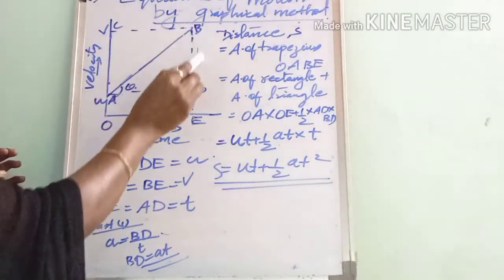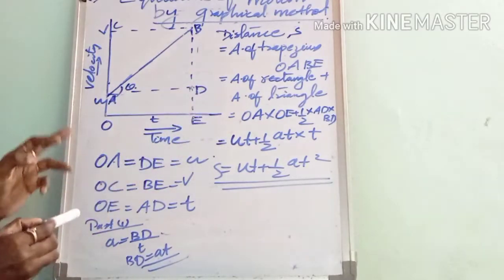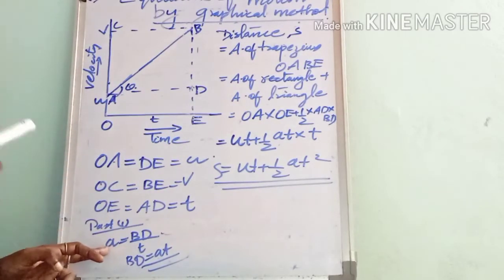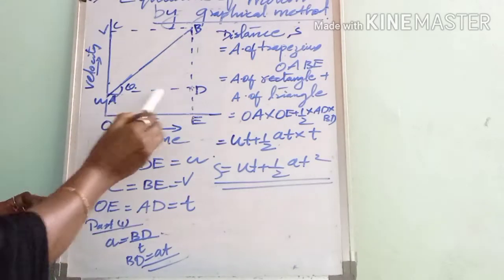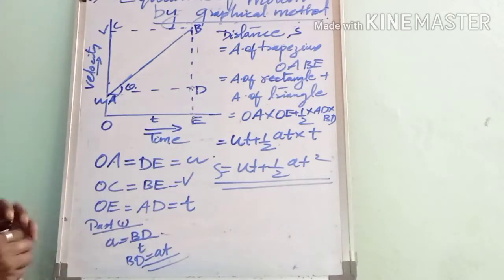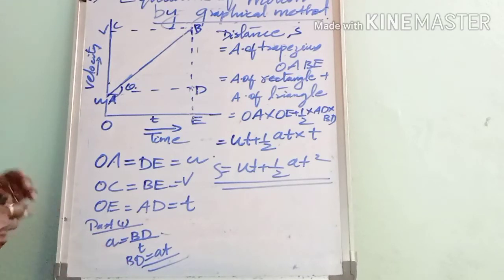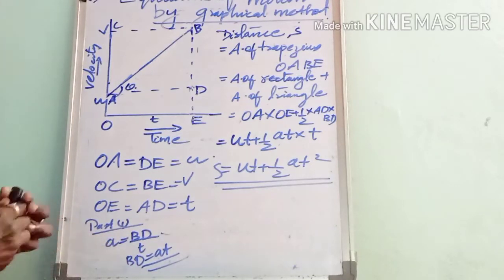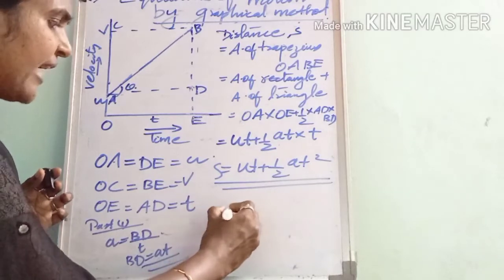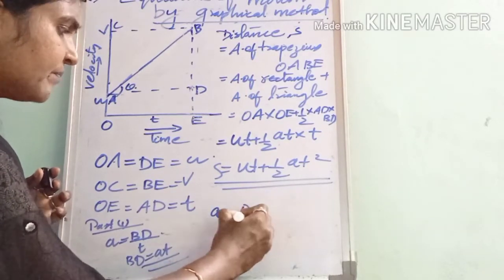What is slope? BD divided by AD. So we can write acceleration A equal to BD divided by AD. Actually instead of AD we can write T. So in this, BD equal to what? BD equal to AT. We can cross multiply. Here A equal to BD by T we will get.